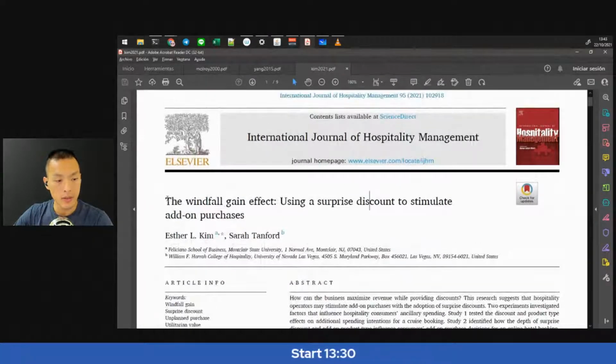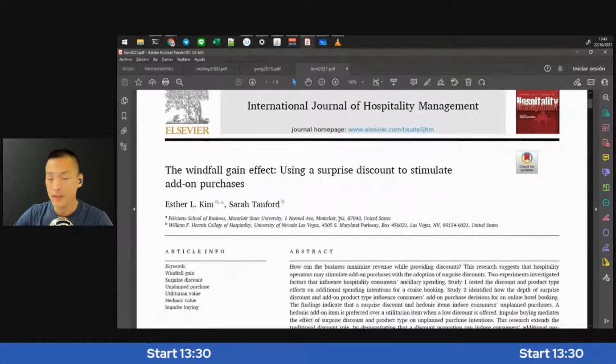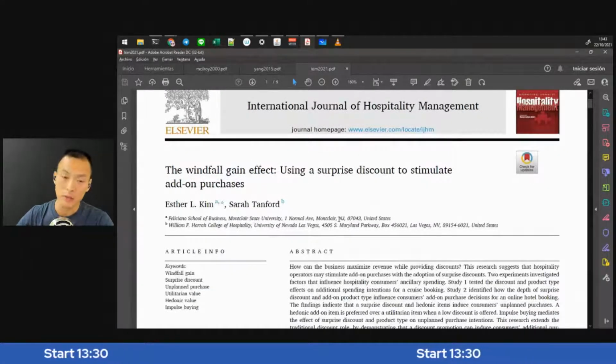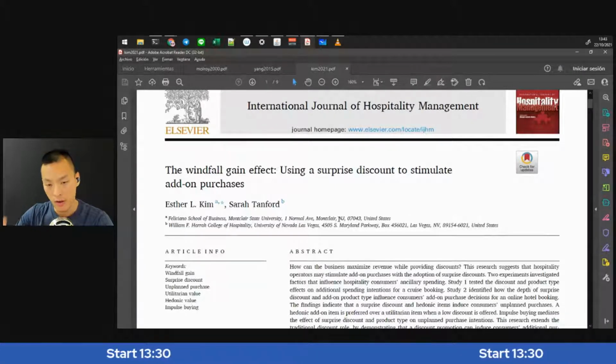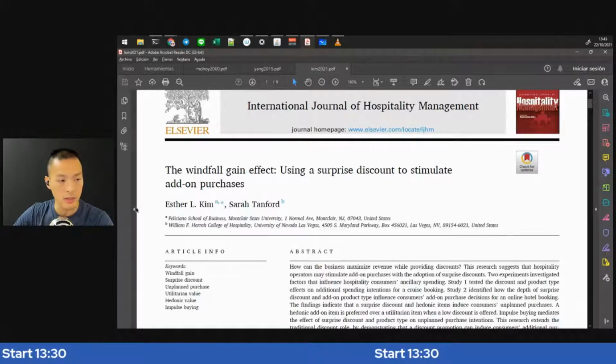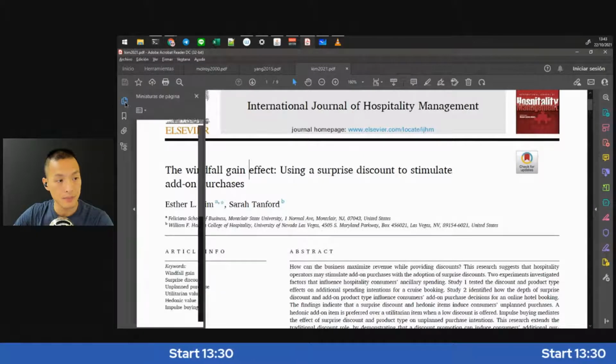This paper is titled The Windfall to Gain Effect: Using a Surprise Discount to Stimulate Add-on Purchases. Okay, so just from the title. Again, when we read something, we read the title, then the abstract, and then we skim through the paper. We're going to follow the same practice here, and we're also going to look at the structure of the paper as well.